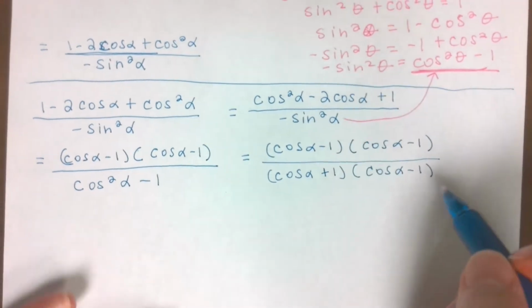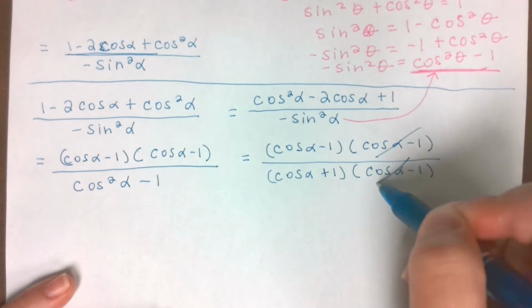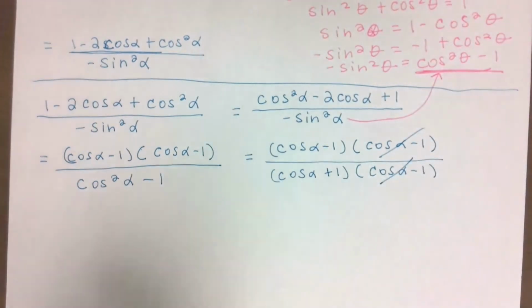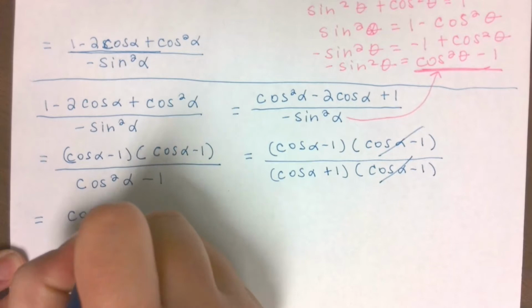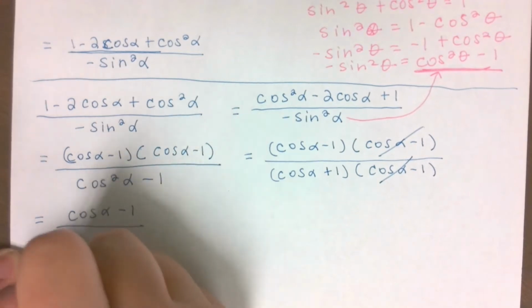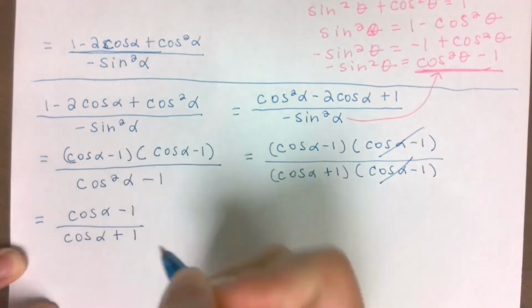Alright, so from here, these two are going to, in quotation marks, cancel each other out. And then we're left with cosine alpha minus 1 over cosine alpha plus 1.